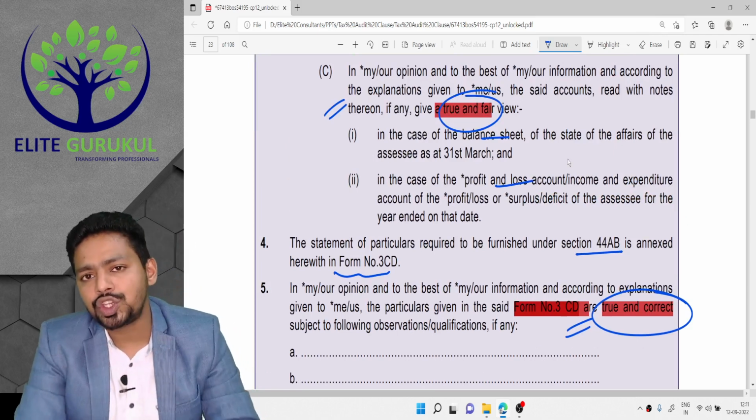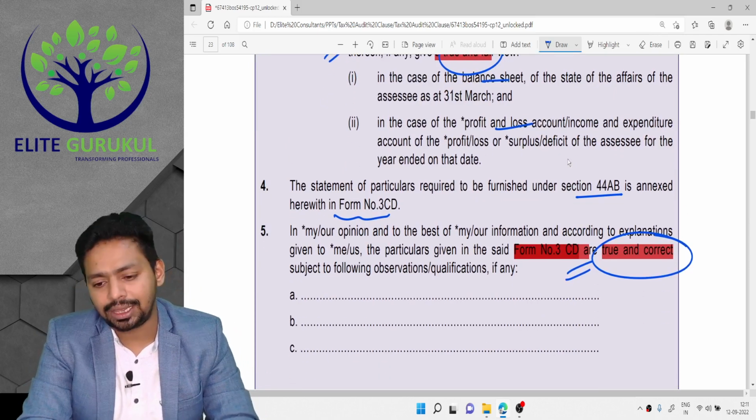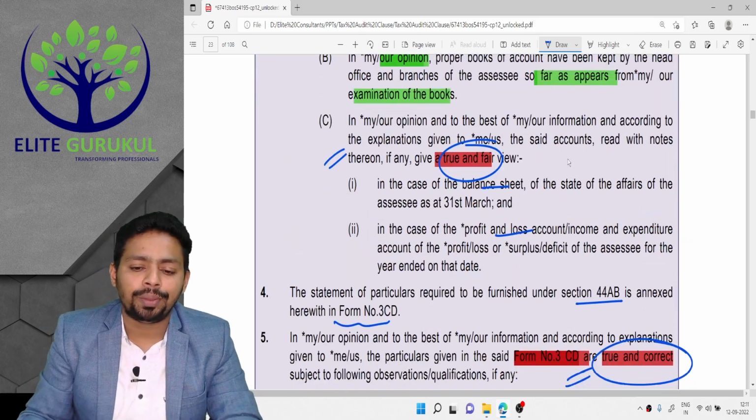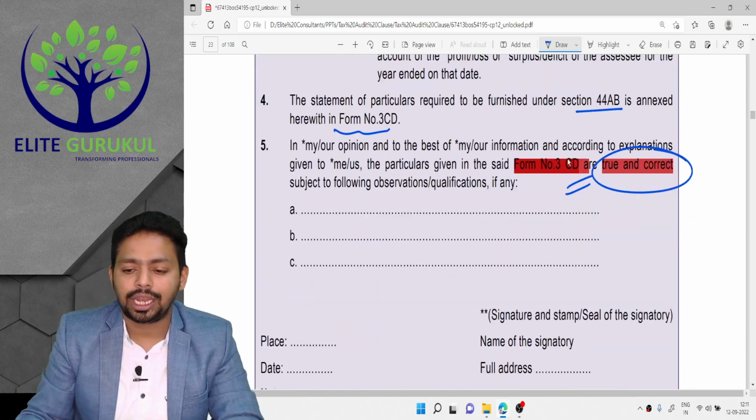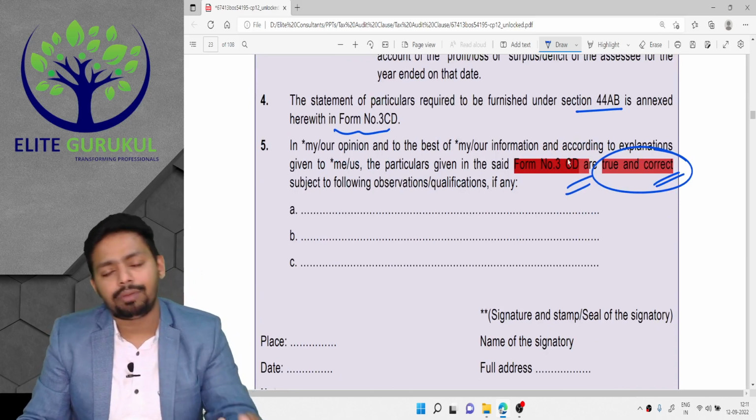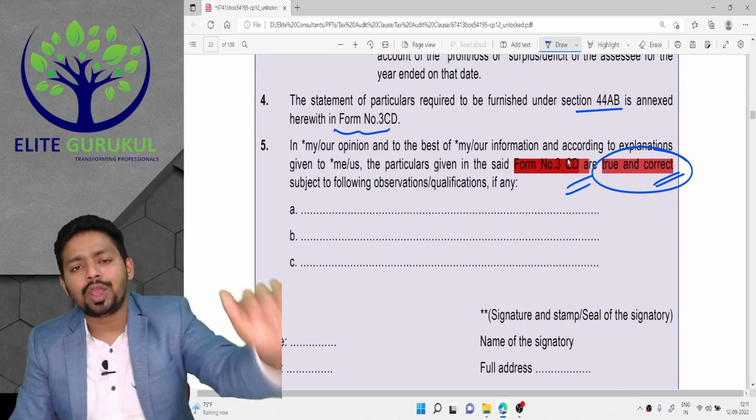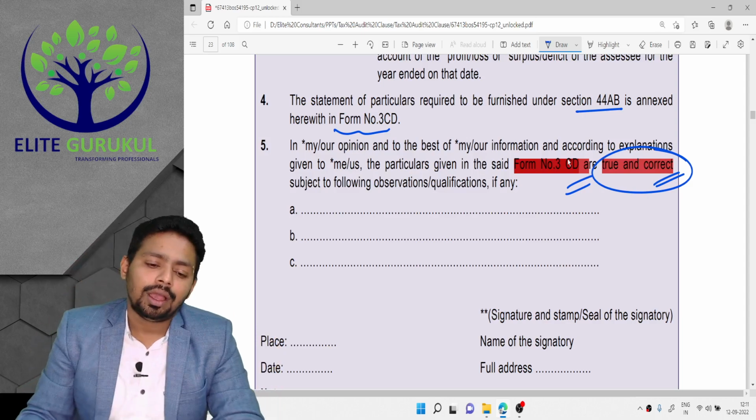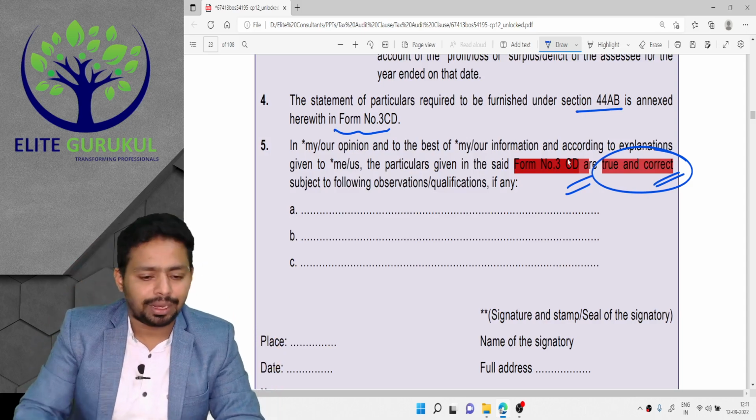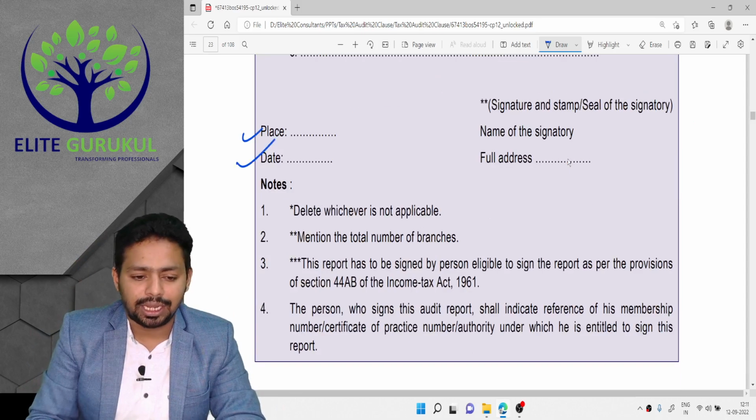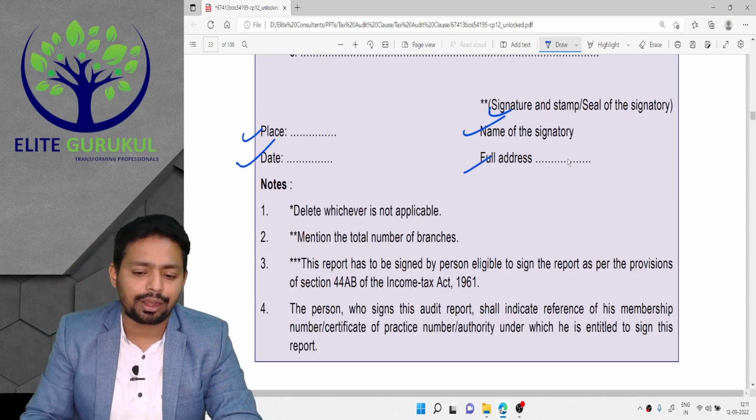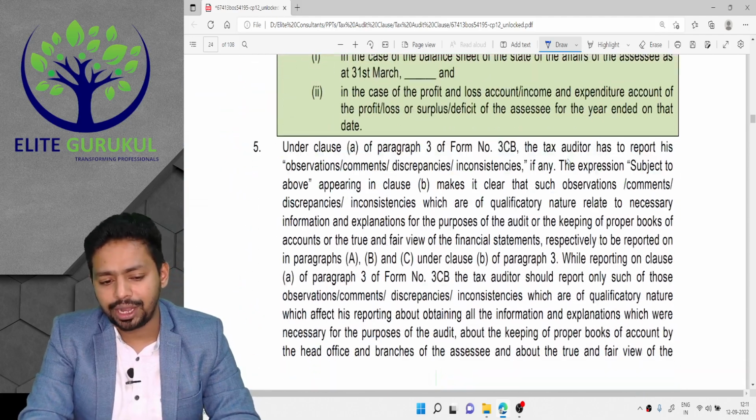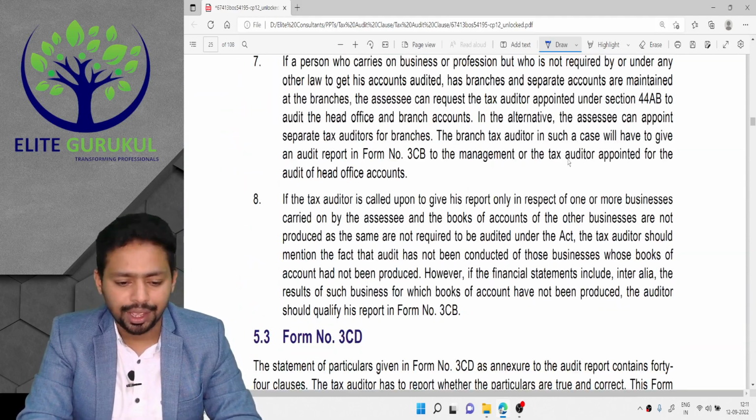So what difference have you identified between 3CA and 3CB? In 3CA, there was no mention of true and fair. There, it was only true and correct. Here, true and fair report also you have to submit because you are the auditor as well as the tax auditor. That's the reason the audit report has become a little lengthy. Again, there is a place, date, signature, name of the signatory, full address, and some explanatory notes are written here. If you wish, you can read it, but the majority of points I have already covered.